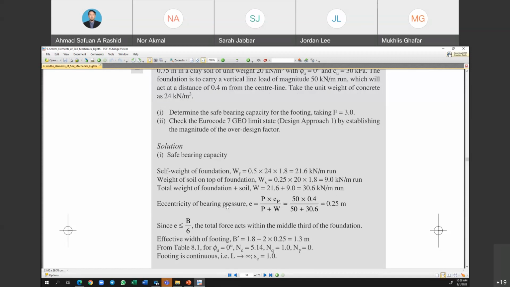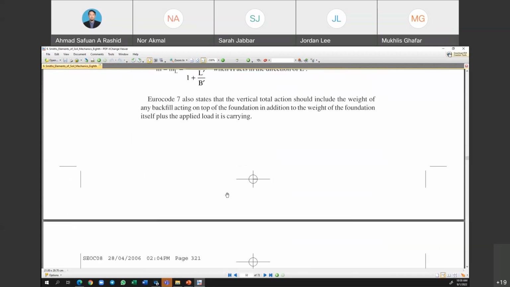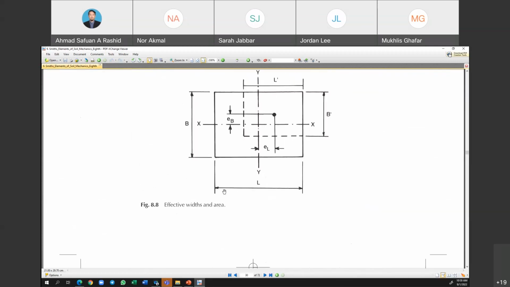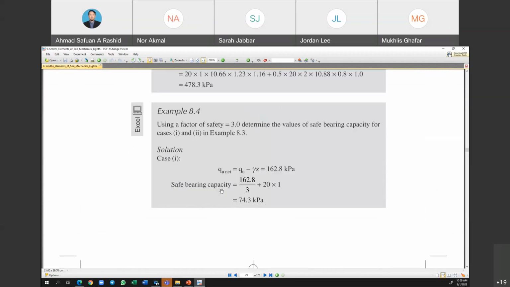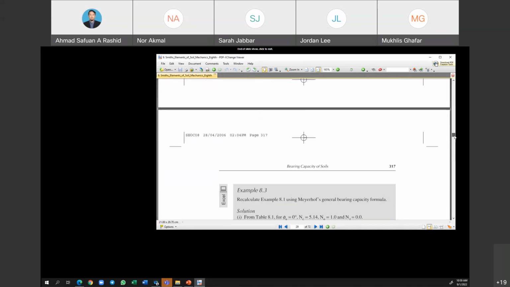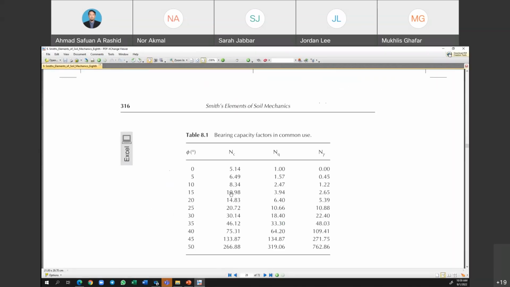So by using the conventional approach, refer to table 8.1. Let me see if we have table 8.1 here. Okay, this one. So we need to refer to this table.